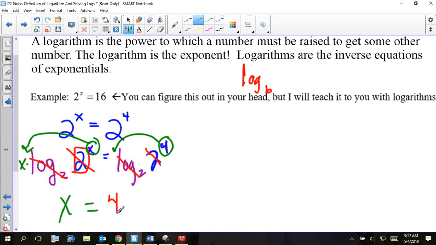This looks way more complicated than just saying, well, I knew the answer was 4. Yeah, I know, because I gave you a really, really easy one. Okay? So we're learning them on the easy one.